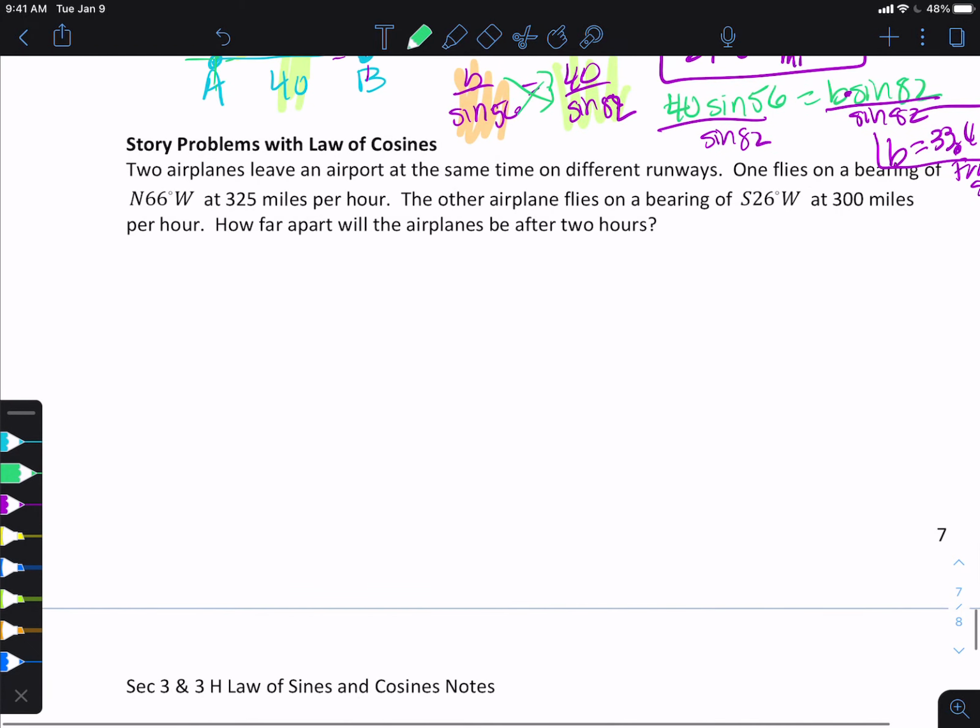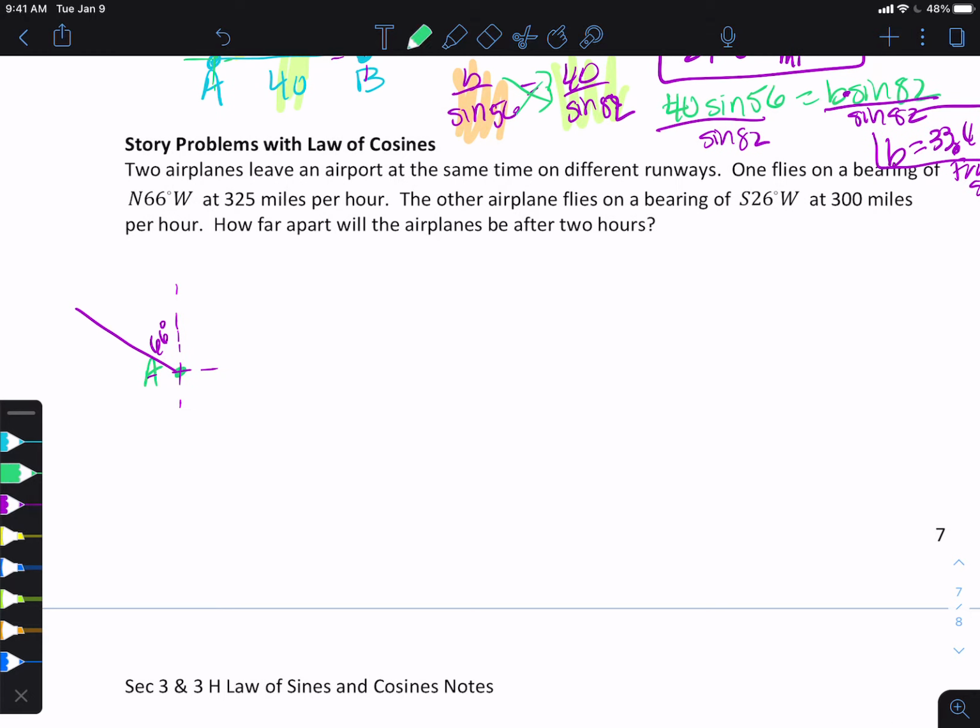So I'm going to call this A for airport. Two planes leave an airport at the same time. So our first airplane is coming from the north, 66 degrees west. So this right here is 66 degrees west. The other airplane flies on a bearing of south. So here's the south one, 26 degrees to the west. So like there. And then we want to know how far apart they are after 2 hours.